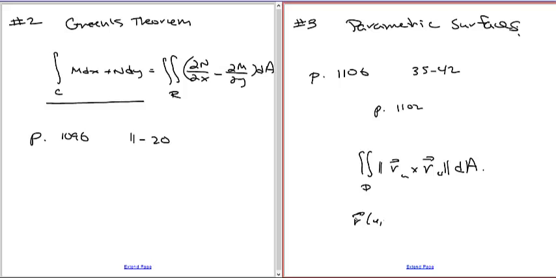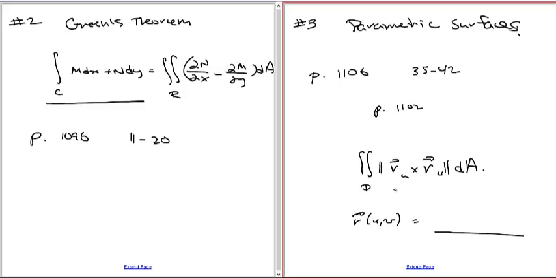I'll give you R of U and V, and it's going to be a three-dimensional surface. That's what these are, parametric surfaces. So there's going to be something x i, plus something j, plus something k. And I'll give you the domain in terms of u and v.